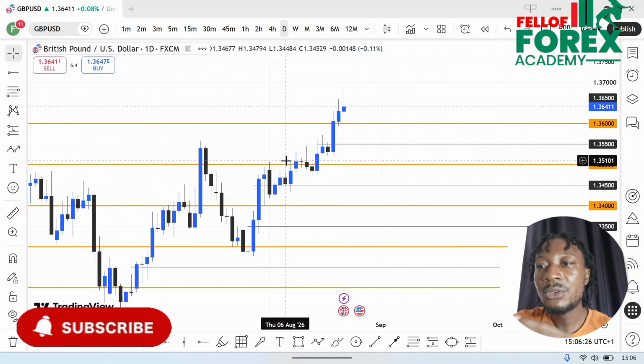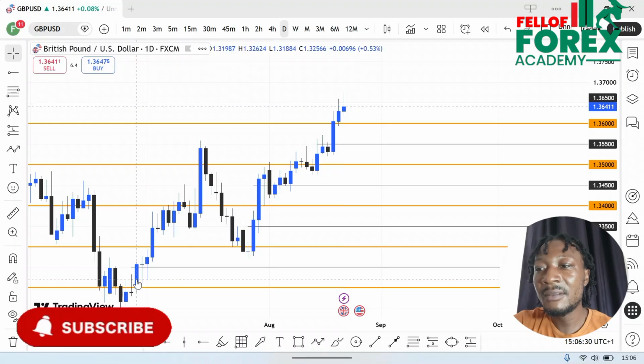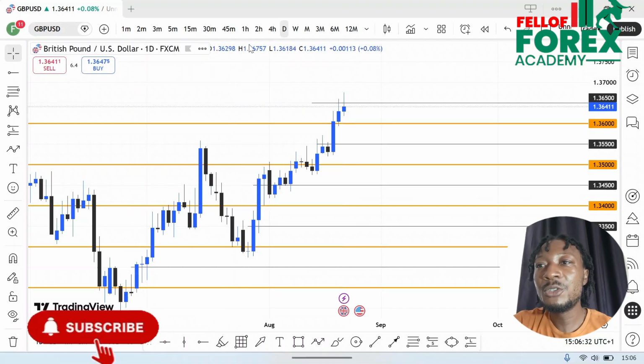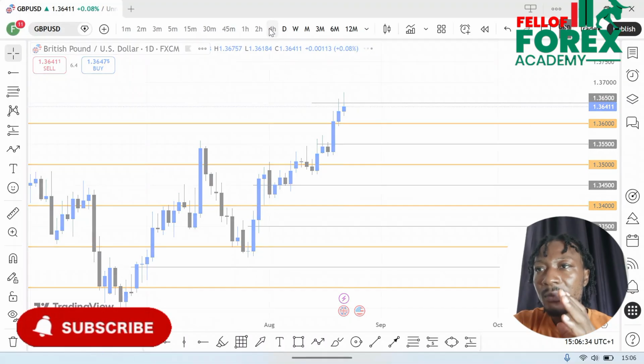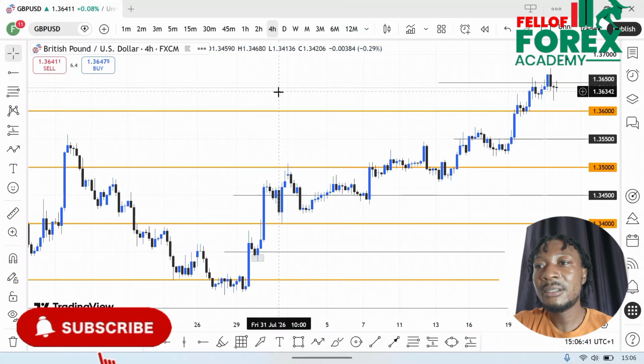Okay, now you've marked out your mid levels. You know that if price doesn't stop at a key level, it will stop at a mid level. What do you do? You go down now to your 4 hours to look at the immediate structure, what's happening in the immediate short term.